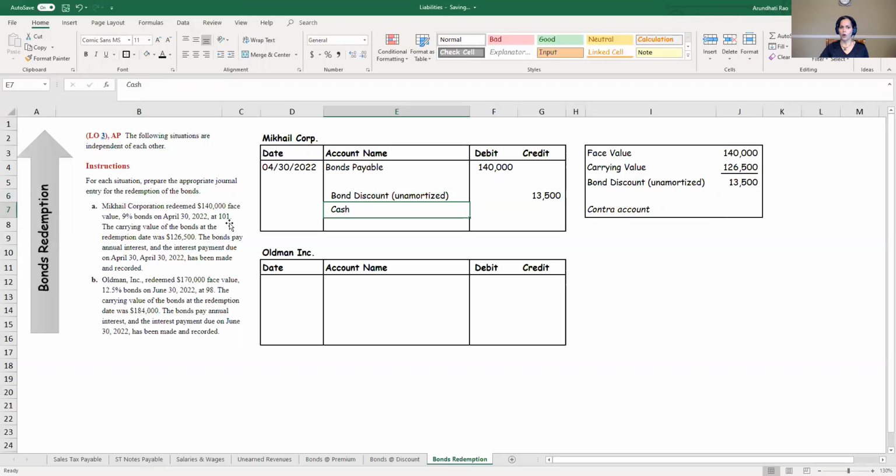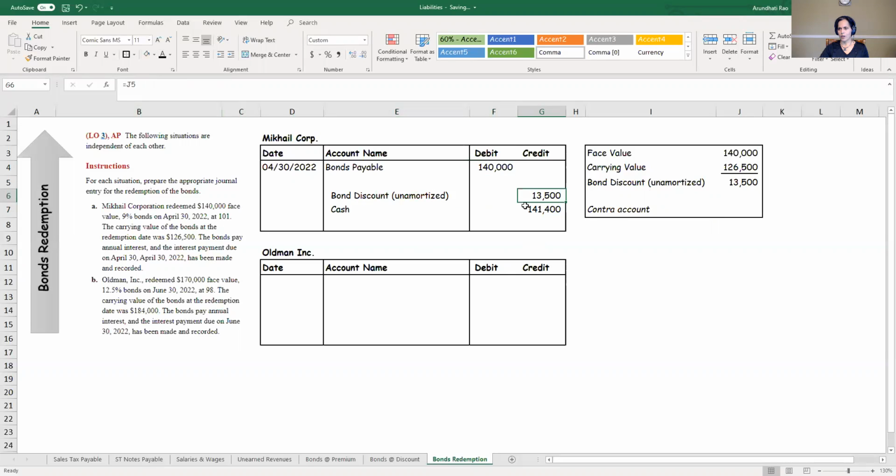How much cash have I paid? I paid 101, which means I paid 101% of the face value. 101% of the face value is $141,400. That's how much I've paid. So now the final number I have over here is a plug number. It's a balancing figure. So I have a discount of $13,500.